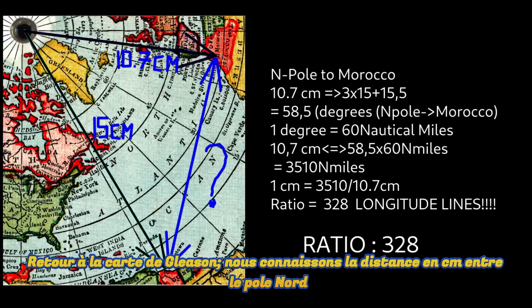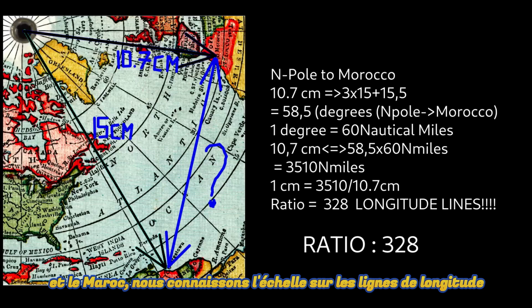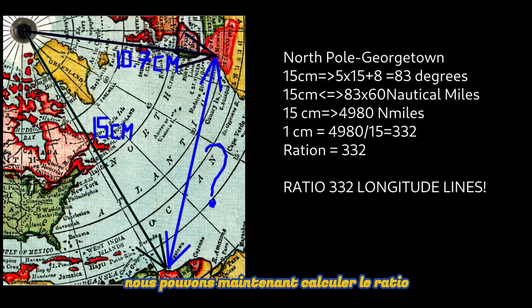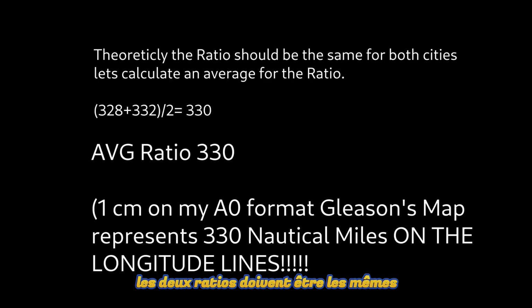Back to the Gleason's map. We know the distance in centimeters from the North Pole to Morocco. We know the scale on the longitude line. It is 60 miles to the degree. Now we can calculate the ratio. We could do the same for Georgetown. Theoretically, both ratios should be the same.